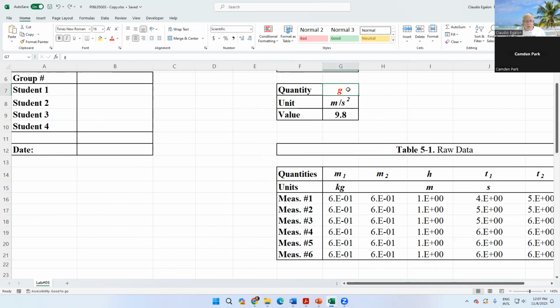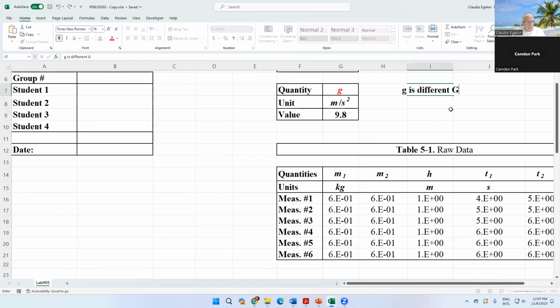Okay. Lowercase g is an acceleration. Lowercase g is one thing. Uppercase G is something else completely different. It's not an acceleration. It's not a force. It's something else. It's a universal constant. Okay, so those are unrelated factors. This lowercase g is different from uppercase G.